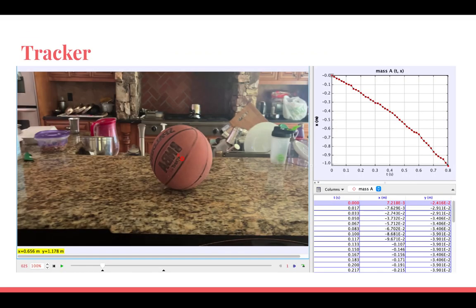This is the basketball on the surface along with the graph from Tracker. It can be seen that the ball is moving in the negative x direction or to the left. Using some of the data values from the right, calculations can be made.